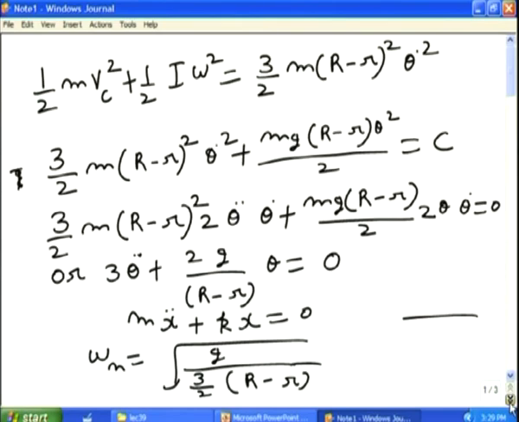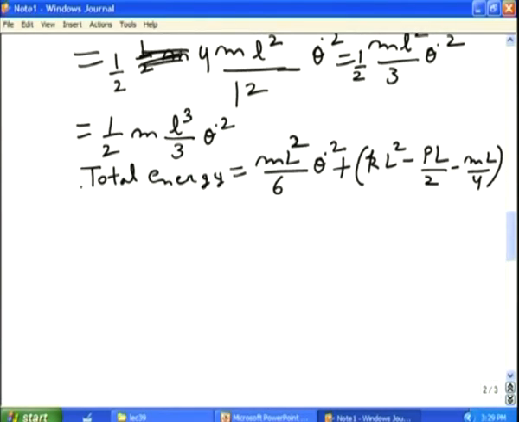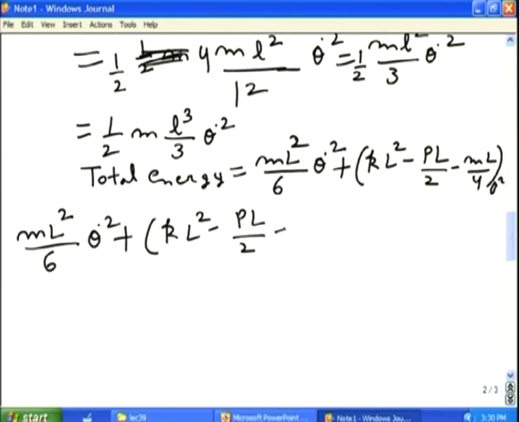Previous 2 by 3. Okay, this is the thing. Total energy is equal to the expression with theta squared. That means, let me write it again. Total energy is ml square by 6 theta dot square plus KL square minus PL by 2 minus ML by 4 theta square.